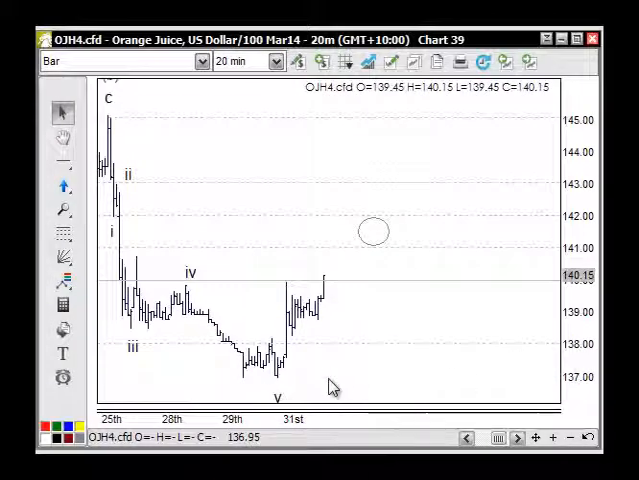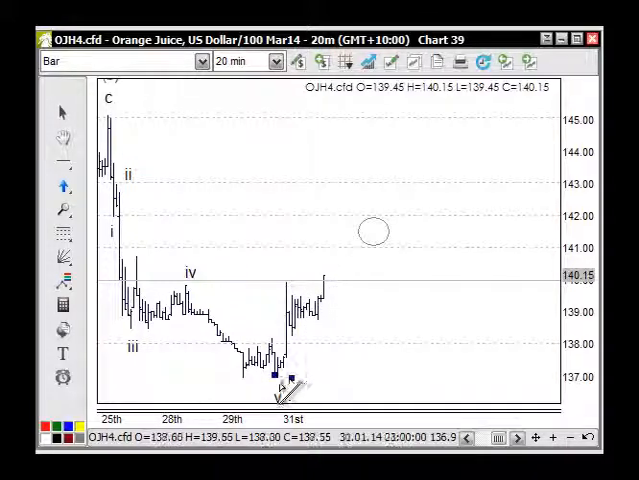And if it is going to be an ABC rally, then we'll be looking for it to move to this area through here. But it appears to be a third wave here, a fourth wave in here, and a fifth wave here. So an A and a B and a C, and then a move up to that point.